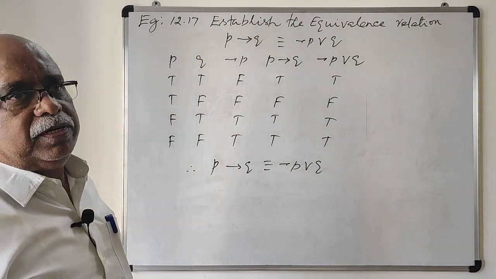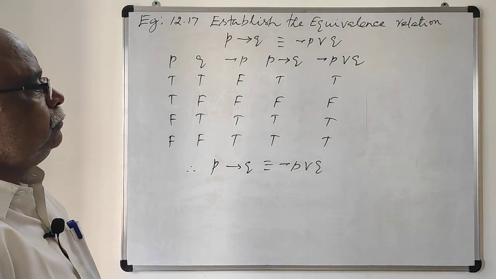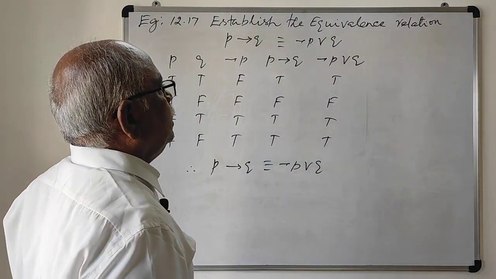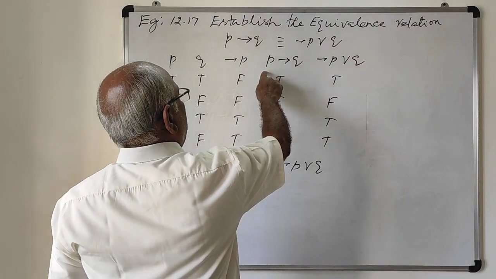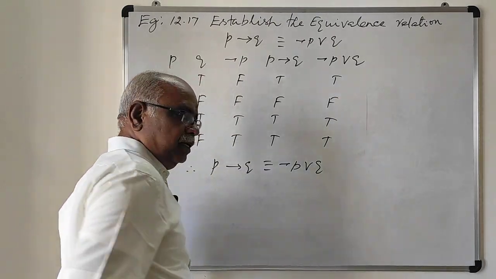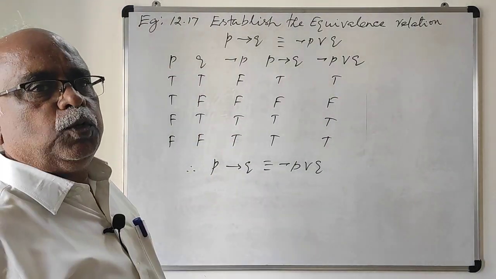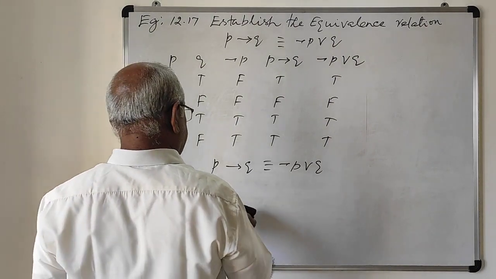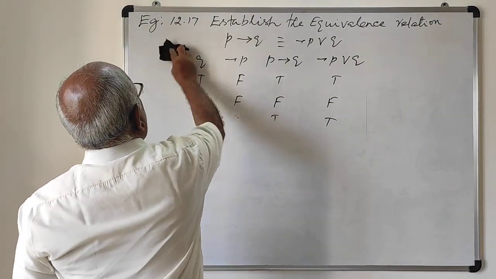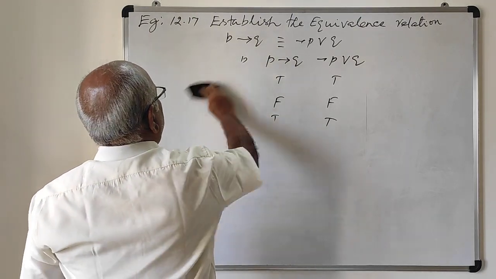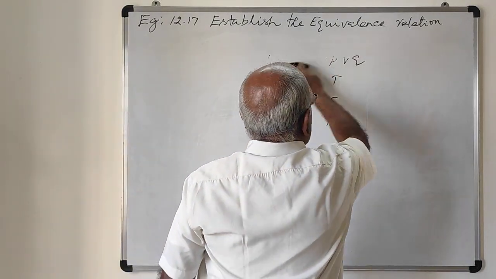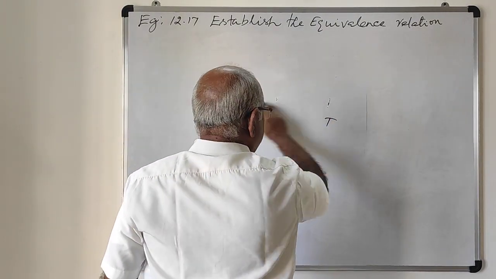That's all about example 12.17. Because these two columns are identical, the conclusion is: if the entries in the column P condition Q and the entries in the column negation P disjunction Q are identical, therefore our result is proved. Next, example 12.18 in the textbook. It's also an equivalence relation. Establishing the equivalence relation is in example 18 also. We are going to establish the equivalence relation.